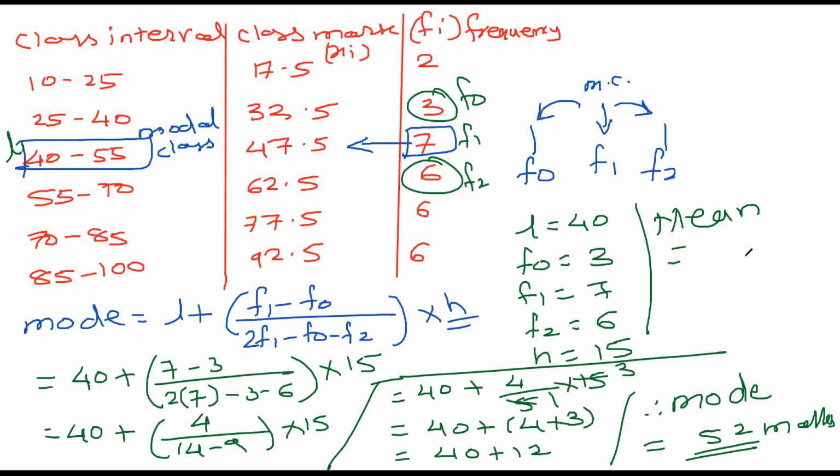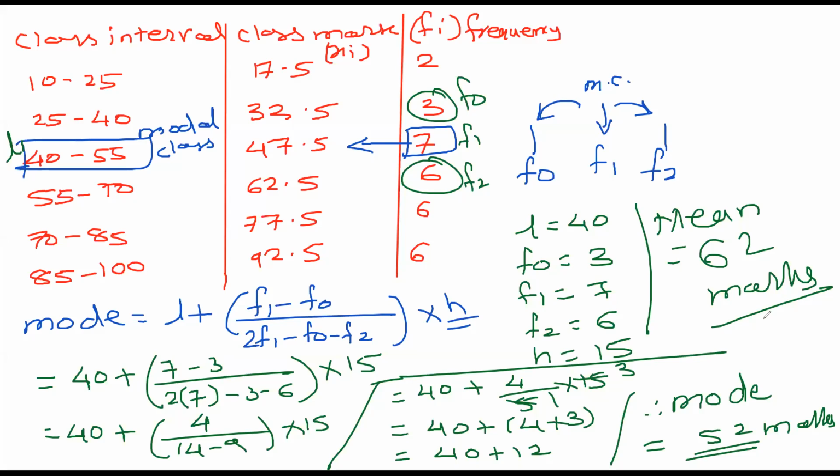काय होता मीन? 62 मार्क्स होता. The mean was 62 marks, whereas the mode is 52 marks. What does that mean? Correct, and mode is 52 marks. What is your interpretation? काय कळलं आपल्याला याच्यातनं सांगा. का दोन्ही सेमच आहेत? नाही आधीच ते जास्त आहे ना.